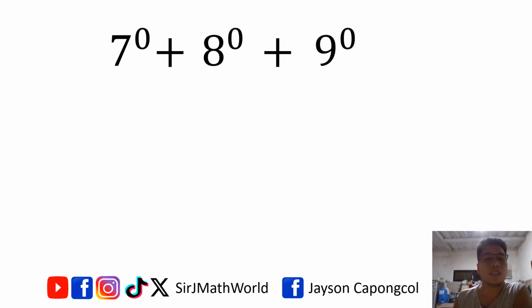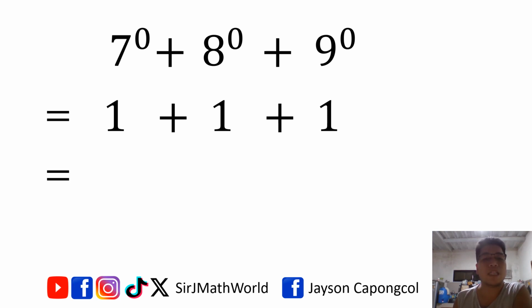The next is 7 to the 0 plus 8 to the 0 plus 9 to the 0. So 7 to the 0, applying the property, this will take as 1. 8 to the 0, this will take as 1. 9 to the 0, this will become a 1. Then just adding the answers, magkakaroon tayo ng 1 plus 1 plus 1. The answer will be 3.